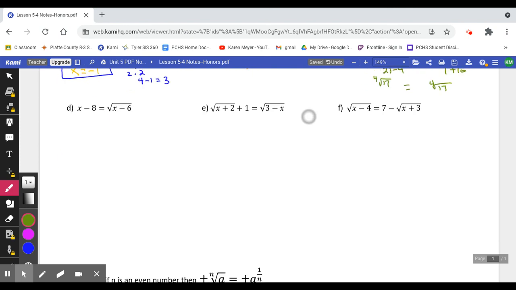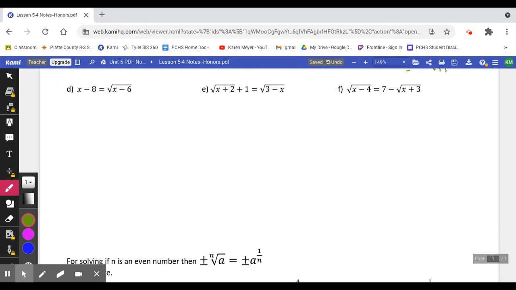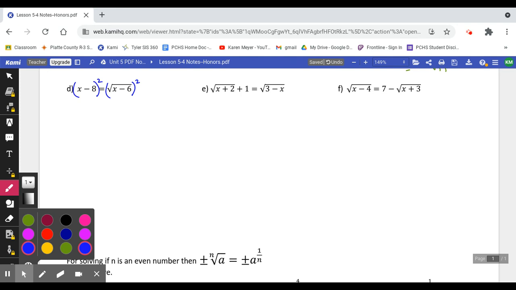Okay, next row. On this one, I only have a square root on one side and the square root's all by itself. So to get rid of a square root, I'm going to start by squaring both sides. Okay, x minus 8 quantity squared. That actually means that I have two of the same parentheses. So remember that little exponent there means two identical parentheses. And then over here, these would cancel out and I get x minus 6.